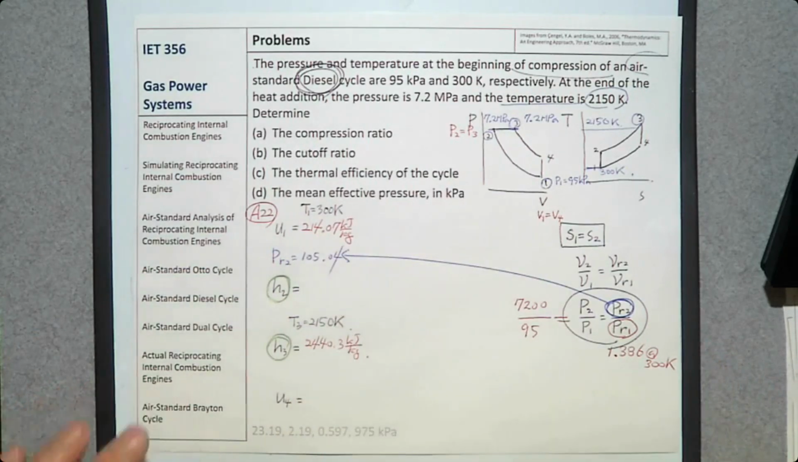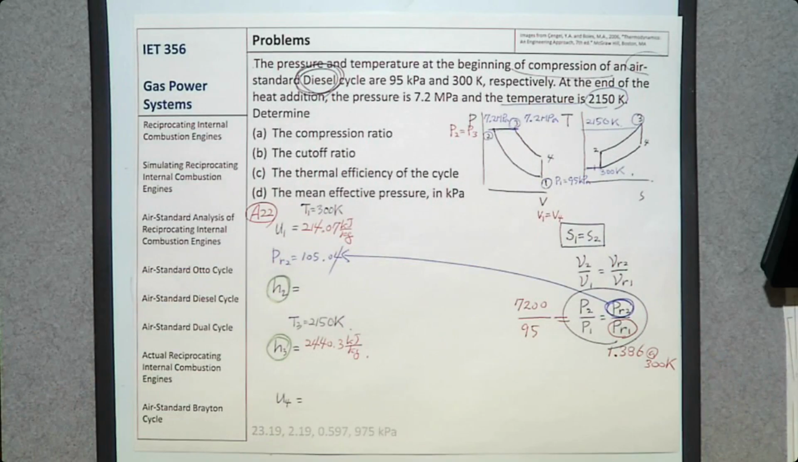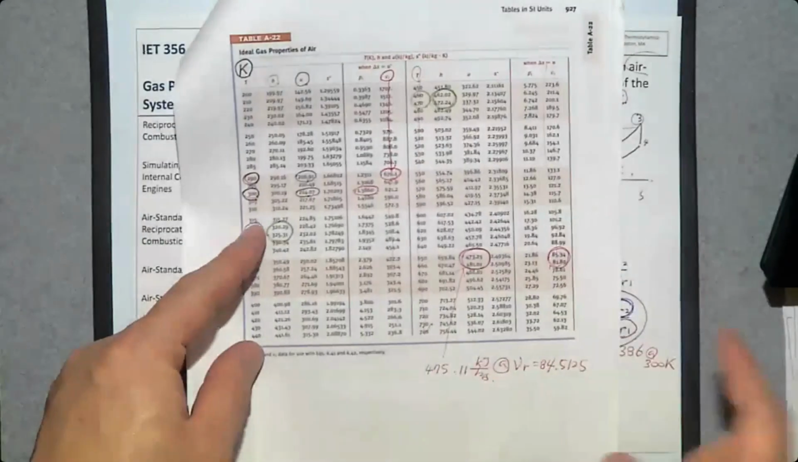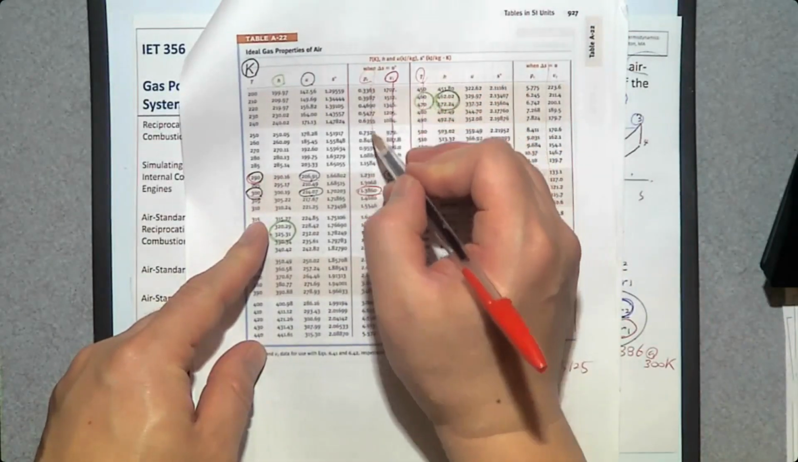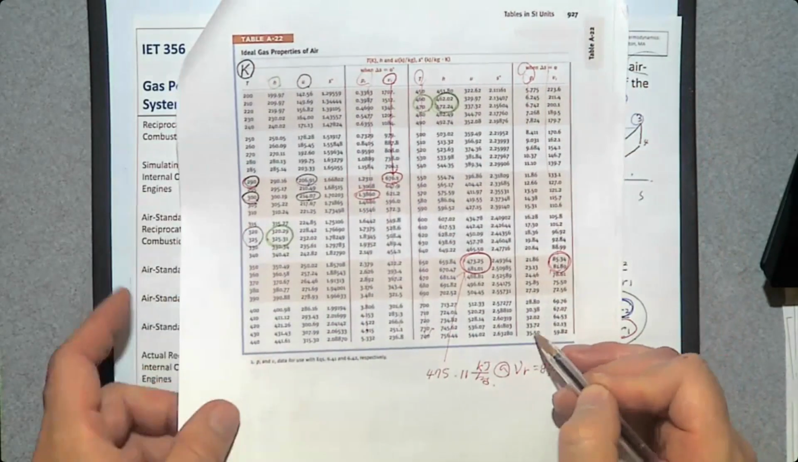105.04. Then, can you find H2 at this PR2? Yes. PR2 is 105. So let's see. PR 105. Oh, they are too small. PR 105. Oh, that's not here.